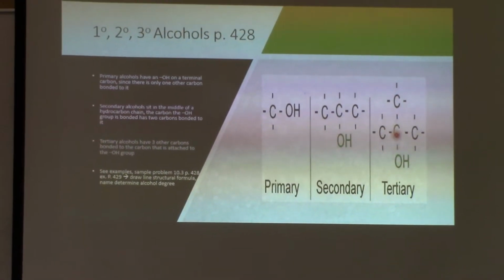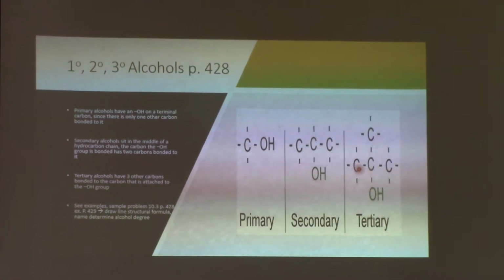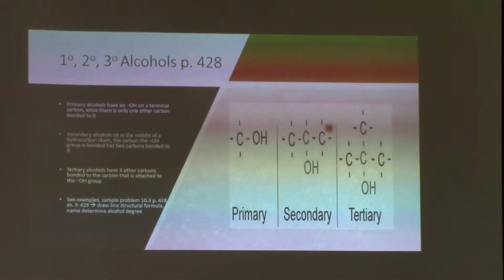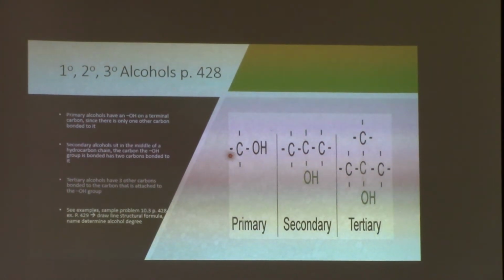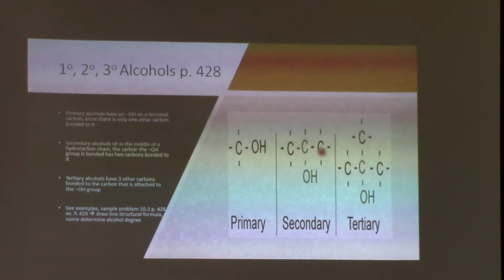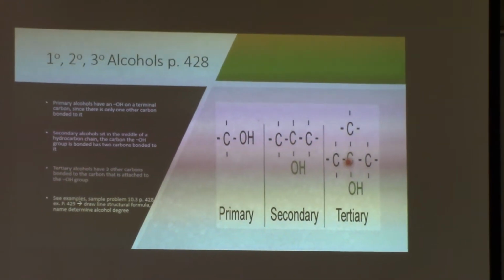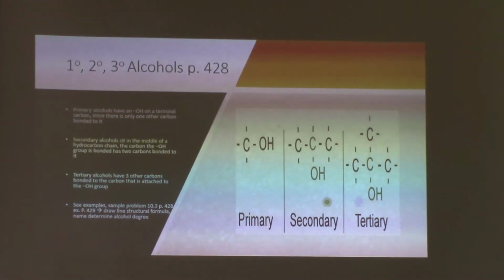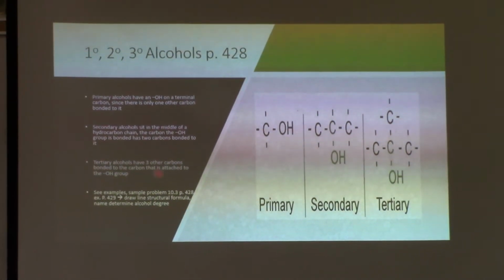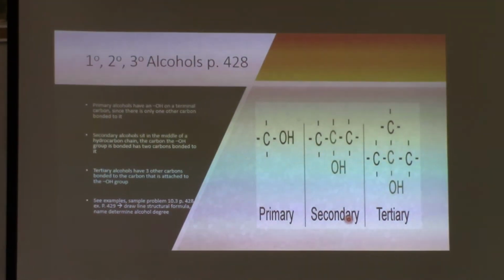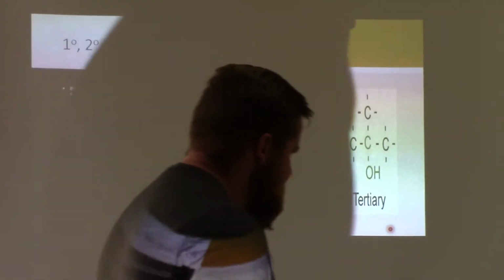Tertiary alcohols, the carbon has a hydroxyl attached to it, obviously, but then there are 3 other carbons attached to it. So primary alcohol, the terminal carbon only has 1 other carbon bonded to it. Secondary alcohol, there are 2 carbons bonded to it and it's in the middle of a chain. Tertiary alcohols have side branches and a main chain attached to them, plus the hydroxyl group. Page 428 and 429 have samples of what these primary, secondary, and tertiary alcohols look like.